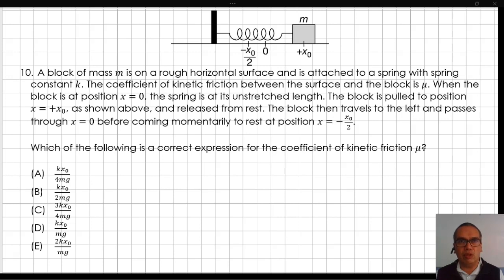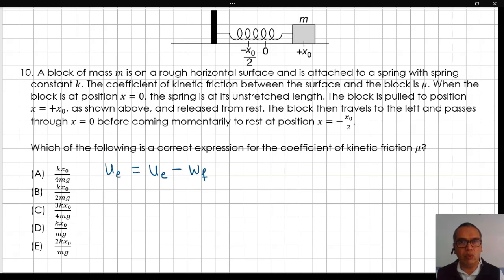The best approach to solve this is conservation of energy in the presence of non-conservative forces. We start out with an elastic potential energy at x0. We end up with elastic potential energy at negative x0 over 2, and we have negative work done by friction.